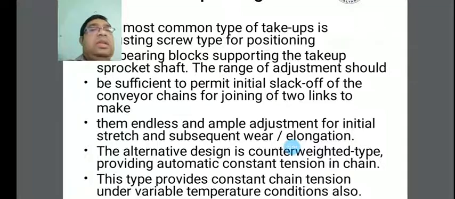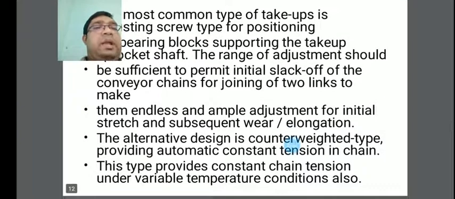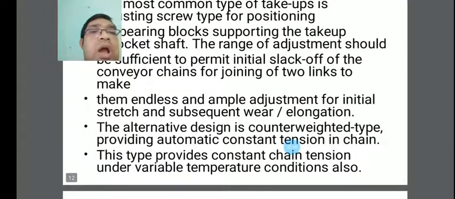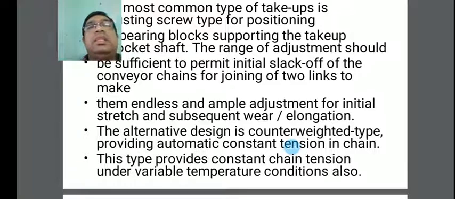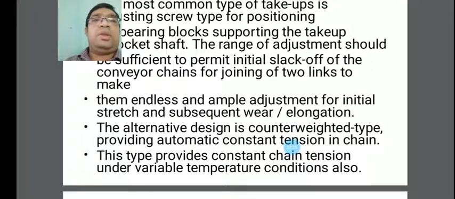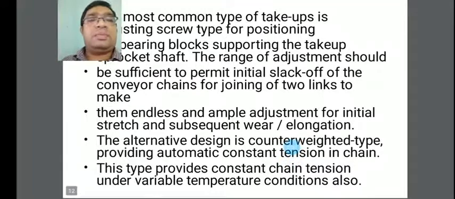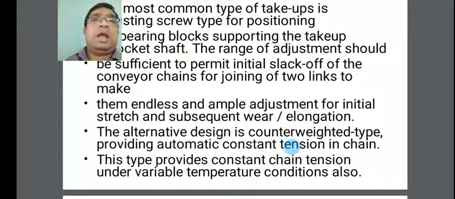This type provides constant chain tension under variable temperature conditions also. You can see this is a metallic chain, and it depends on the different temperatures. Suppose your chain goes to a high temperature, then your chain will be enlarged or elongated, and due to the elongation, materials will not be transferred and conveyed properly. There will be a hanging condition also, and there is a given support, but this support also will loosen due to the temperature conditions.